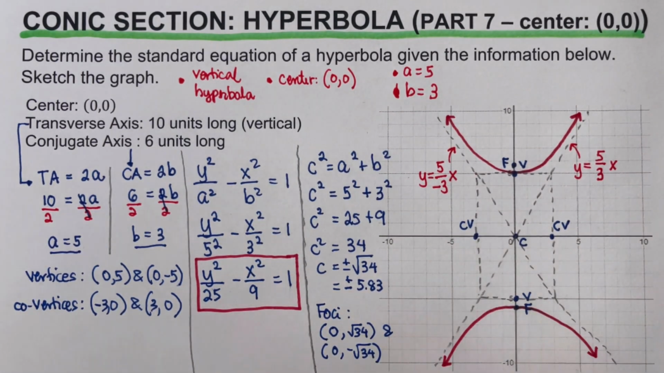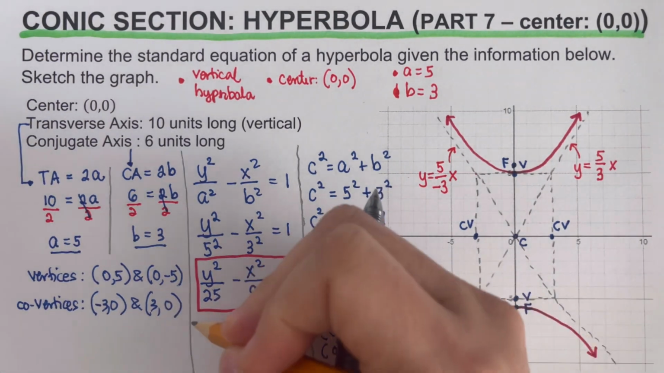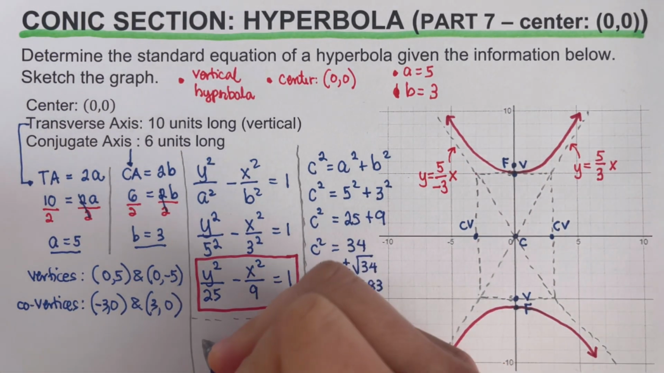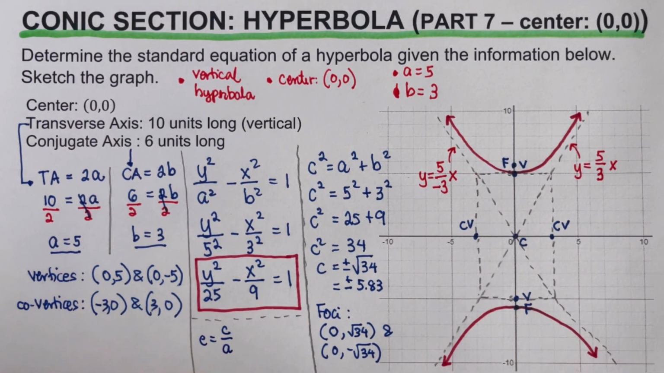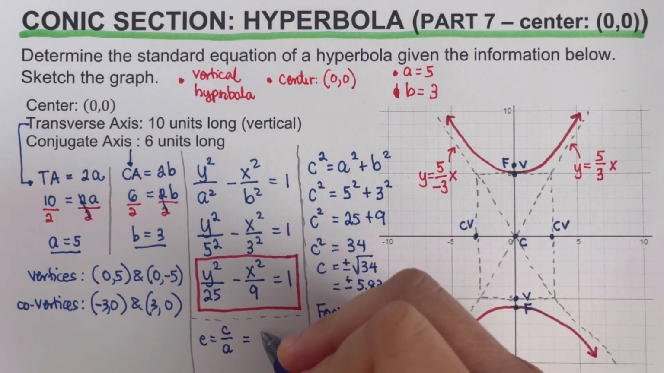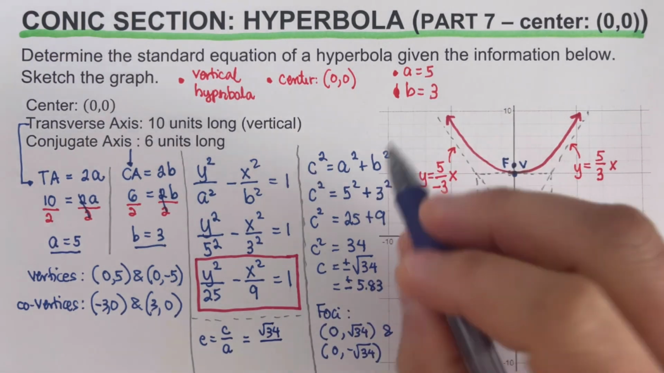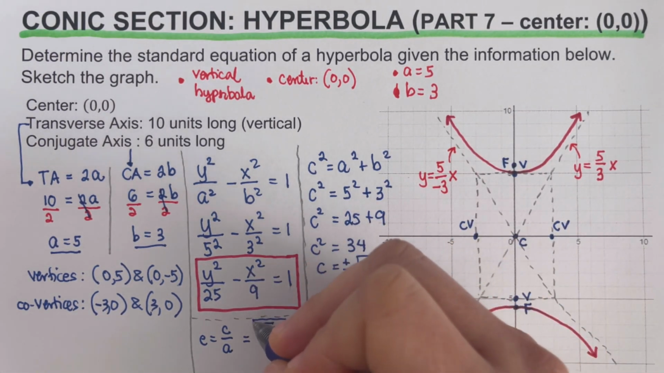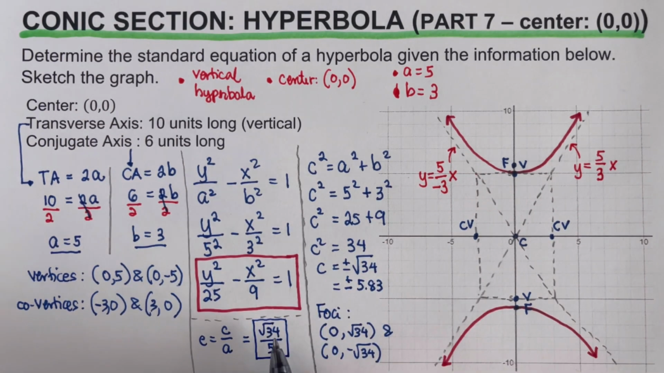Now let's determine the eccentricity of this hyperbola. We remember that the formula for eccentricity is e equals c over a. Now, looking at this, our c is square root of 34. We just have to plug it in. So, square root of 34 over our a is 5. So, then this is the eccentricity of this hyperbola, that is square root of 34 over 5.